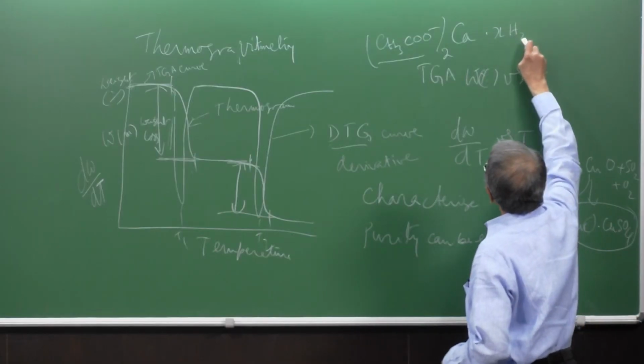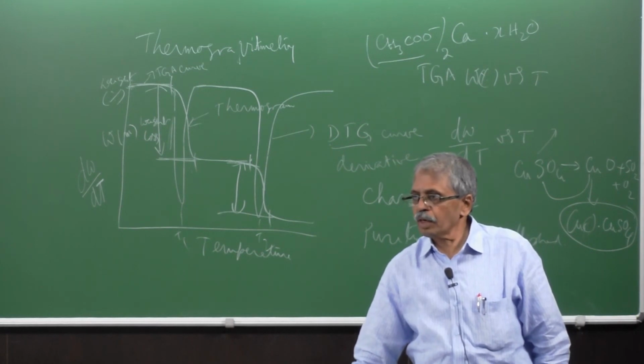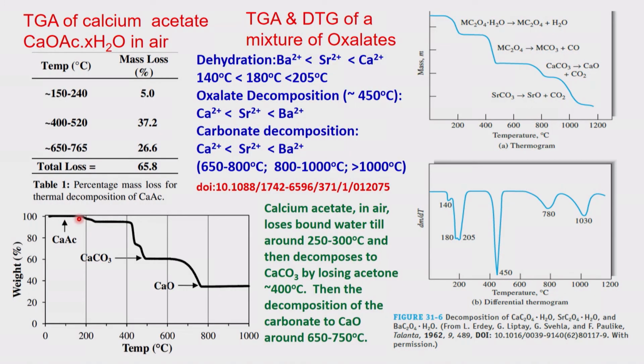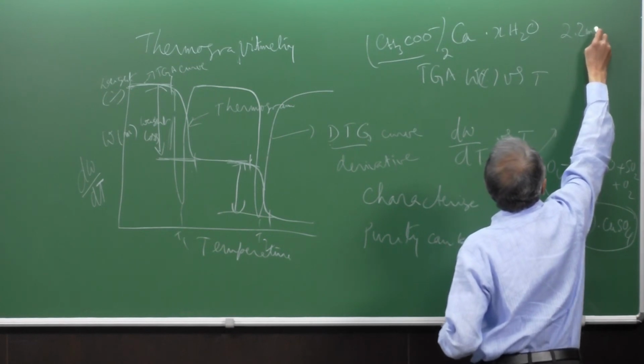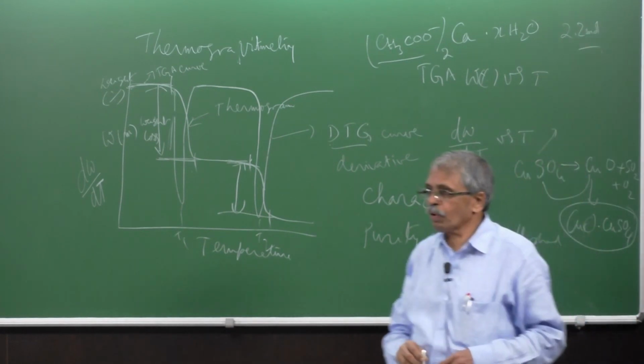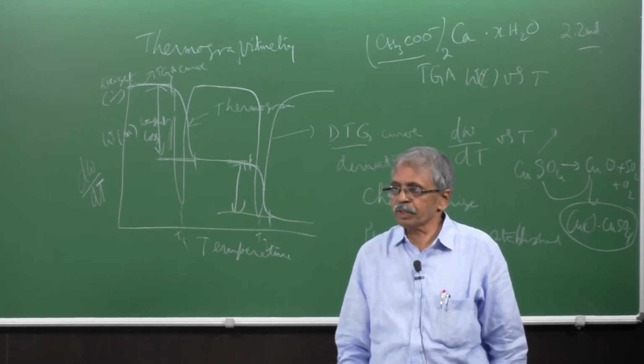So, how do you fix the X? You can fix this X by measuring the weight loss up to 200, 250. So, from here to here this is 5%. So, 150 to 240, that is what is here, and that is 5%. If you calculate the 5%, then I think you get something like 2.2 moles or something like that. So, you will get that particular one. Okay. So, that is where you have the water present.